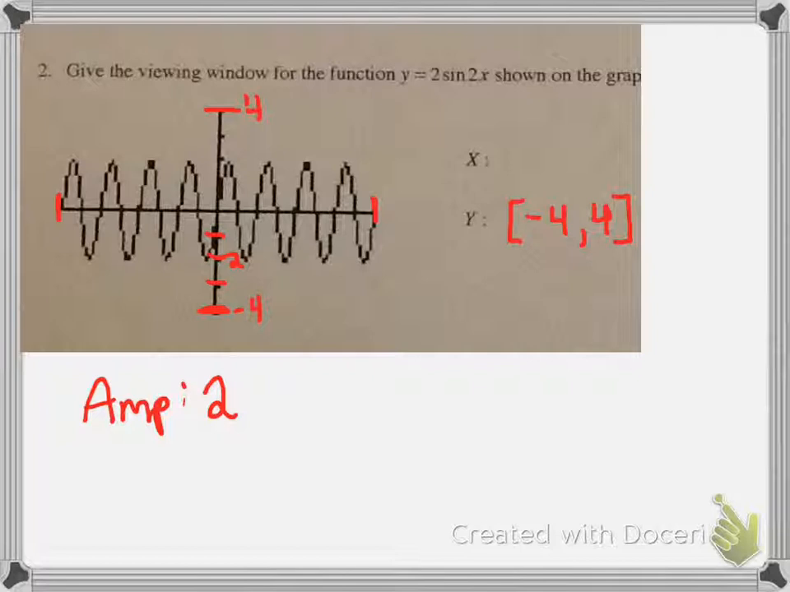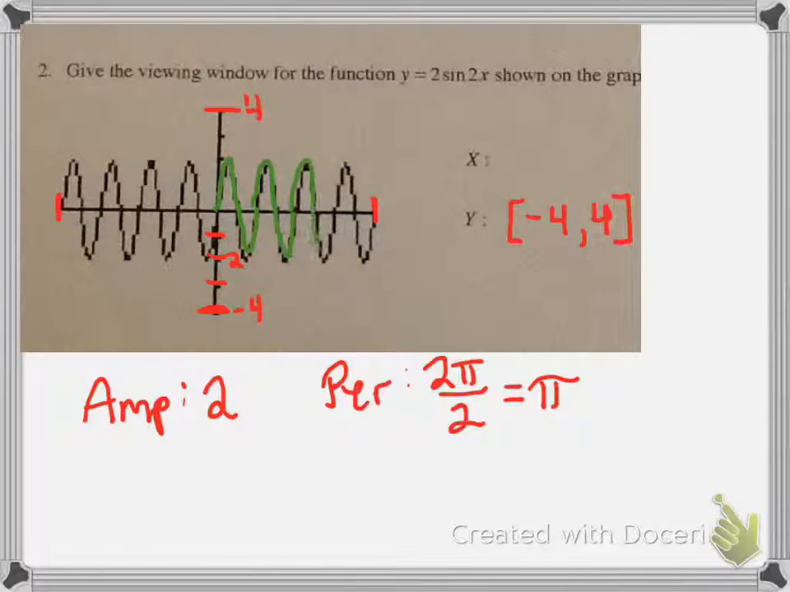Now for the x range, we're going to use the period. The period is 2 pi divided by 2, which is pi. So what I would do is count how many periods we have in this graph. Starting at the origin here, it goes up, down, back up. That's one period length. That's the length of pi units. And then we see it again. That's another pi. And again, that's another pi. And one more time to right there.